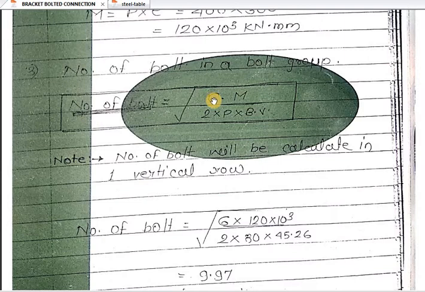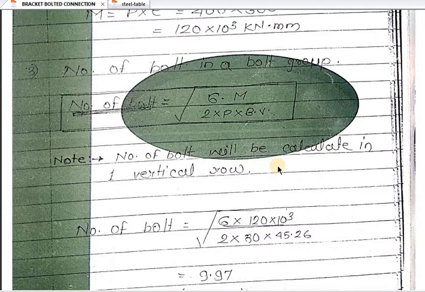That means double will be the bolts taken. Double will be the total number of bolts. Okay, we have to double the total number of bolts. For calculating the total number of bolts we have to double, because in this case we are finding out the number of bolts required in one vertical row, only one vertical row.